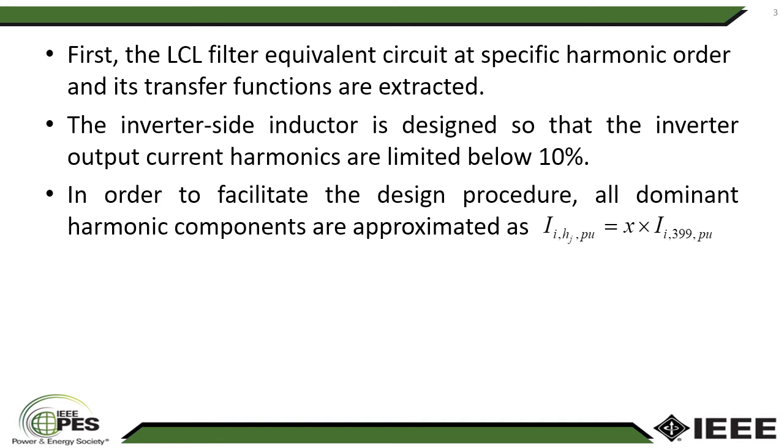For the design procedure, we first design the inverter side inductor based on the filter equivalent circuit and transfer functions to limit the inverter output harmonic components below 10%. For this purpose, we presented a simple and accurate procedure where the current harmonics resulting from the unipolar PWM are extracted first and then normalized to the dominant component through a factor such as X. X depends on the voltage harmonic frequency and its amplitude. Therefore, the sum of the RMS values of harmonic components is determined as a function of the dominant harmonic component. And in this way, the inverter side inductor is designed.